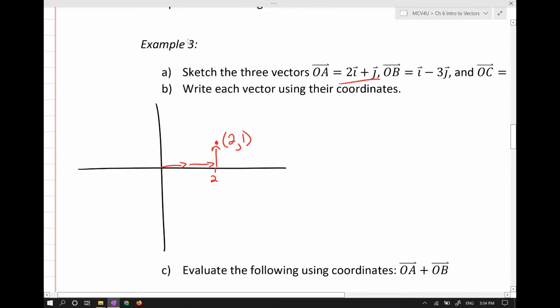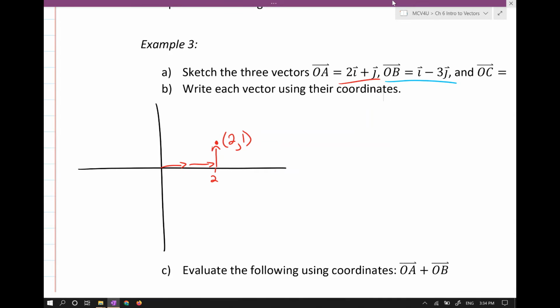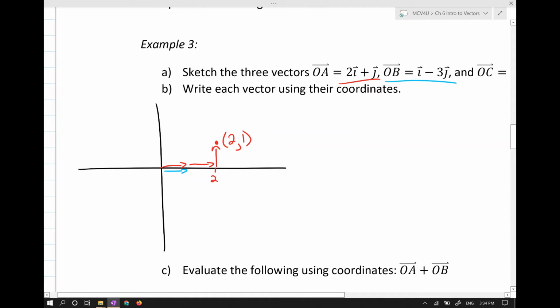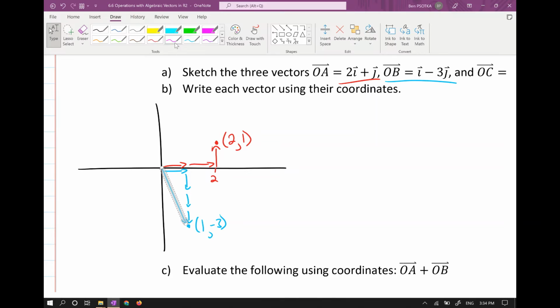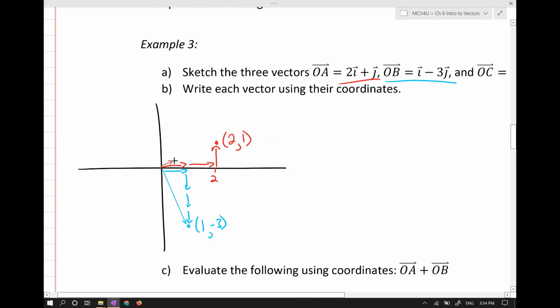Fantastic, nice and easy. All right, so let's work with OB. I'm working with unit vector i once more, and I'll go underneath this time: unit vector i minus 3j. So I need to go 1, 2, 3. My point is at coordinates (1, -3). Remember, my vector here can be given from my origin to that point. That's my vector OA, if I sketch that one in its position from the origin to point A.